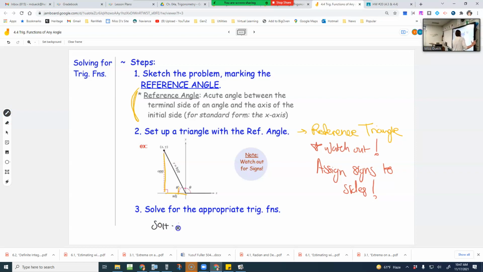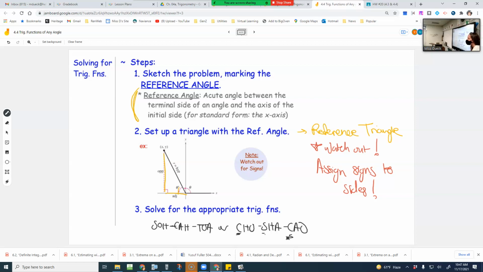So, SOH CAH TOA if you have a triangle, and for the reciprocal functions, just flip those over.